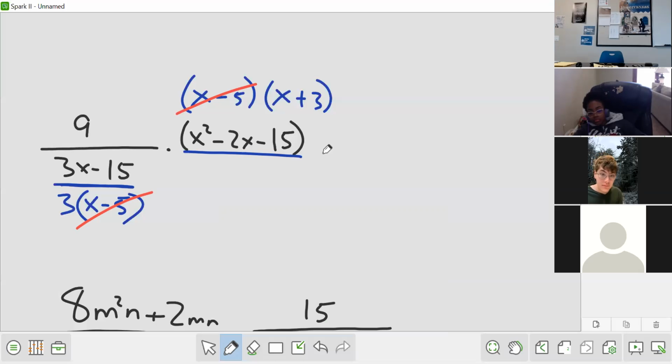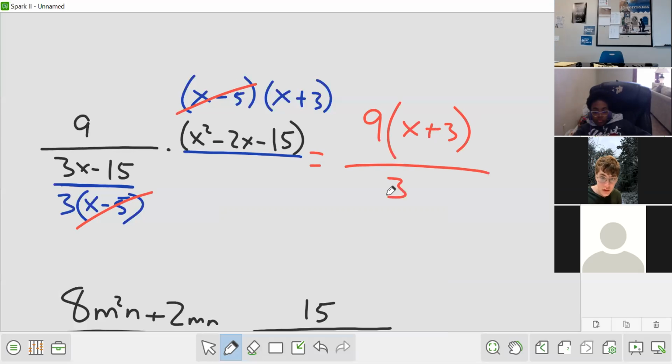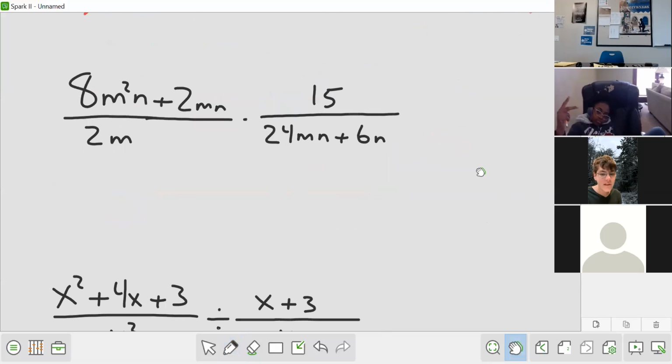And so I'm going to end up with a 9 on the top times x plus 3 over 3. But I can still reduce it even more now, can't I? Because 9 divided by 3 is 3. So I'm going to end up with just plain old 3 times x plus 3. The bottom of the fraction is just going to disappear. Nice and tricky, but it gets even more tricky here.